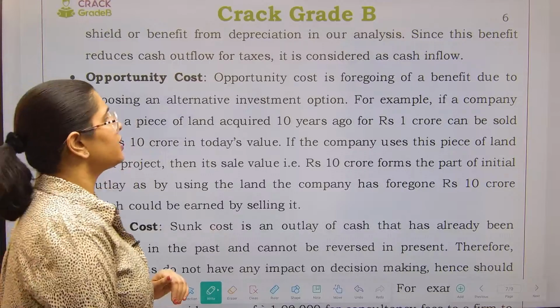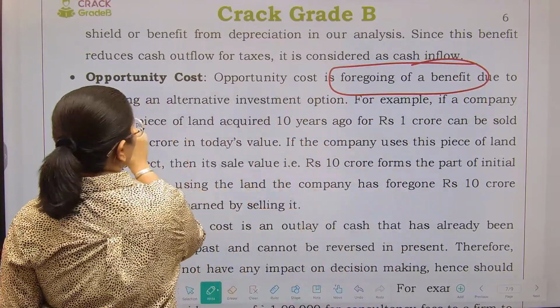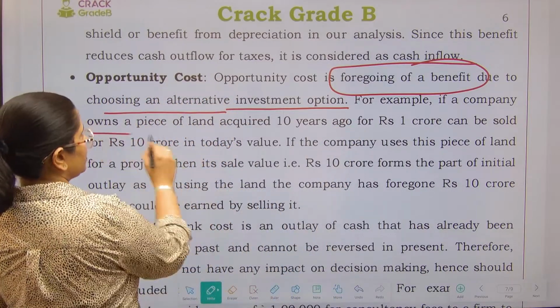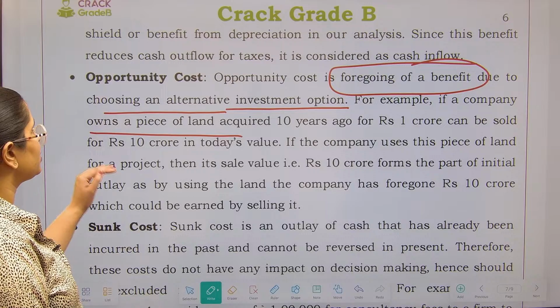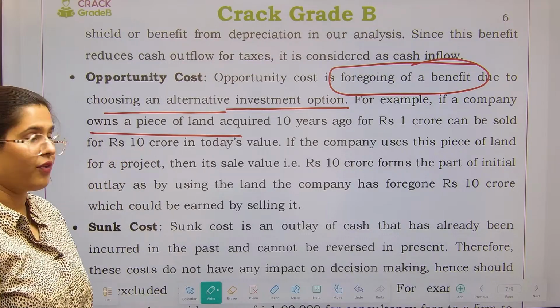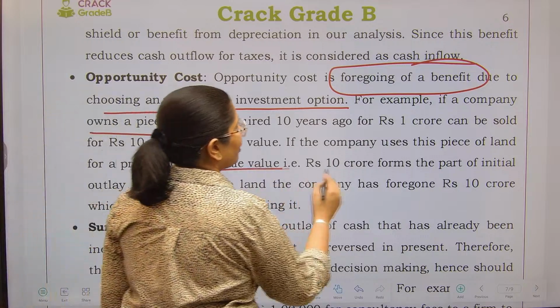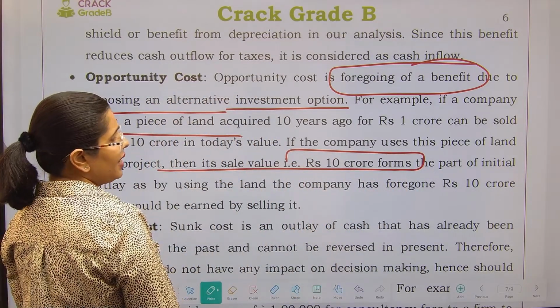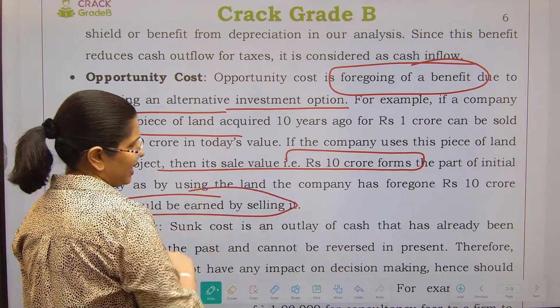So opportunity cost is foregoing of a benefit due to choosing an alternative investment option. For example, if a company owns a piece of land acquired 10 years ago for 1 crore, it can be sold for 10 crore in today's value. Now, if the company uses this piece of land, then its sale value, 10 crore, forms a part of initial outlay. By using the land, the company has foregone the 10 crore which could be earned by selling it, right?